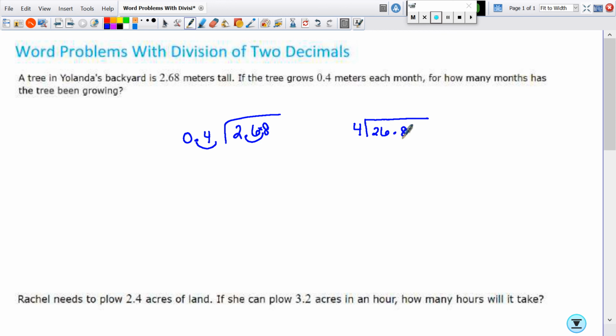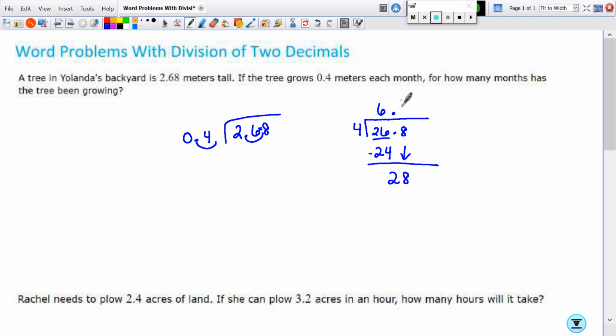Now before you start dividing, you want to move your decimal straight up. Okay, 4 doesn't go into 2, but it goes into 26. 4 goes into 26 6 times. 6 times 4 is 24. Then you subtract. 26 take away 24 is 2. And you bring down the next number, 8.